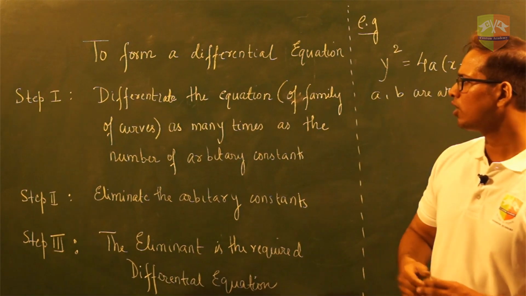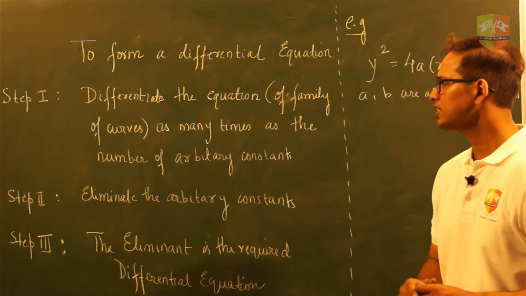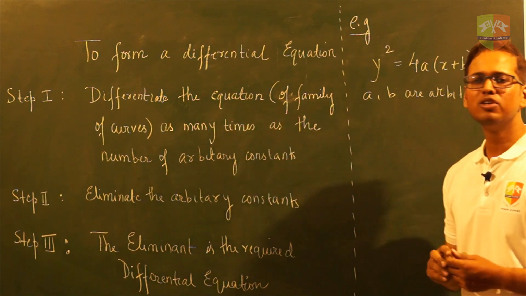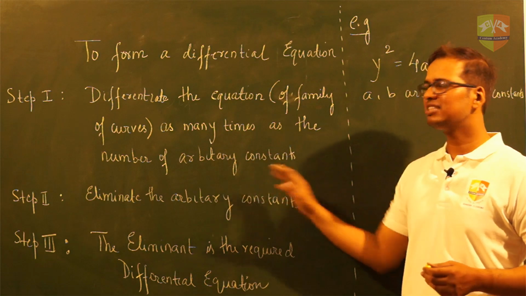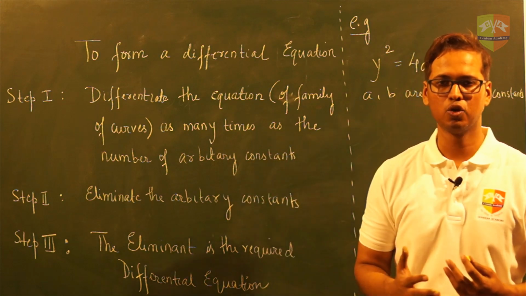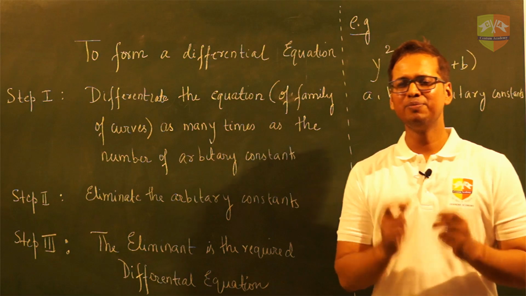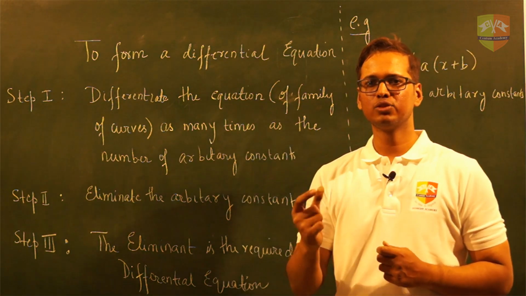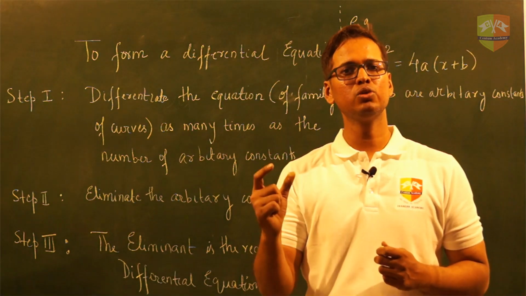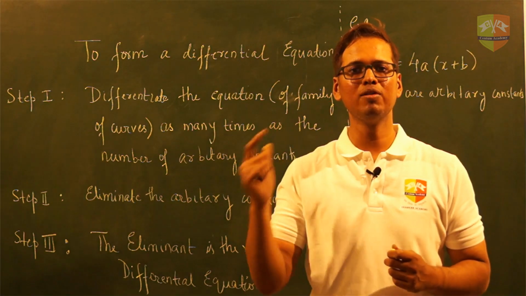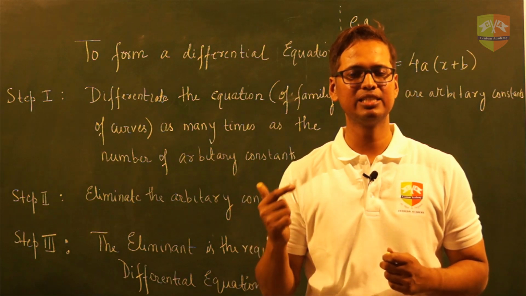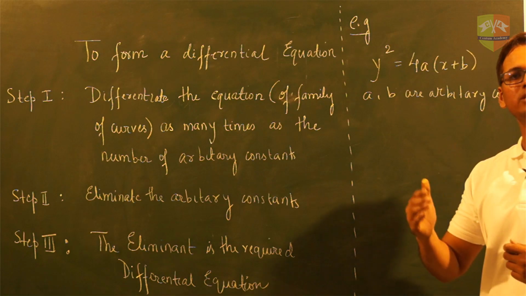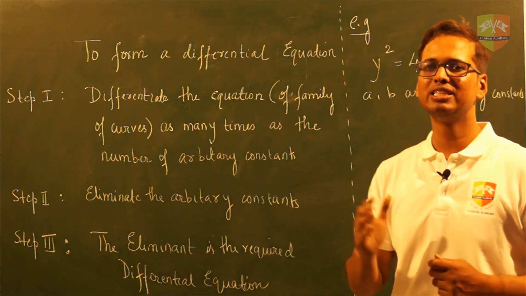Okay, now let us follow the steps which I have listed out. The first step is I need to differentiate the equation of the family of curves as many times as the number of arbitrary constants involved. Now this has a very important relevance. This says that the order of the differential equation that is going to be formed should be equal to the number of arbitrary constants involved in that curve's equation. I'll repeat this again. The order of the differential equation that is getting formed should be equal to the number of arbitrary constants involved in that equation.